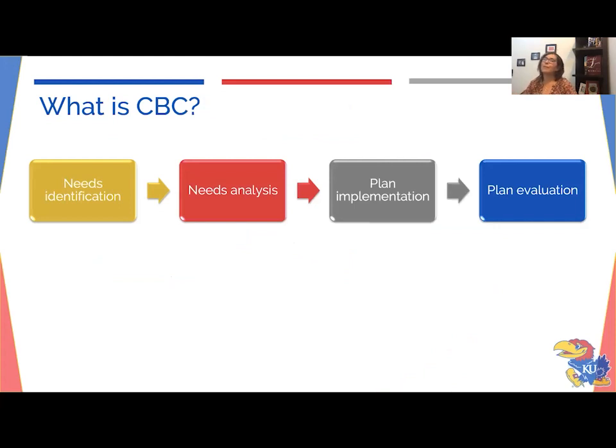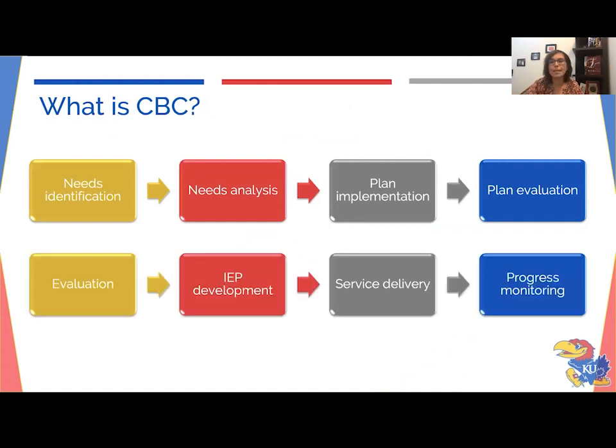So let's delve a little bit further into CBC. CBC is a four-step process that involves needs identification, needs analysis, plan implementation, and plan evaluation. Now, these steps might not be surprising to professionals who already work in schools because they kind of look like the IEP process, where we have an evaluation, IEP development, service delivery, and progress monitoring. But it's in the details that makes the difference.